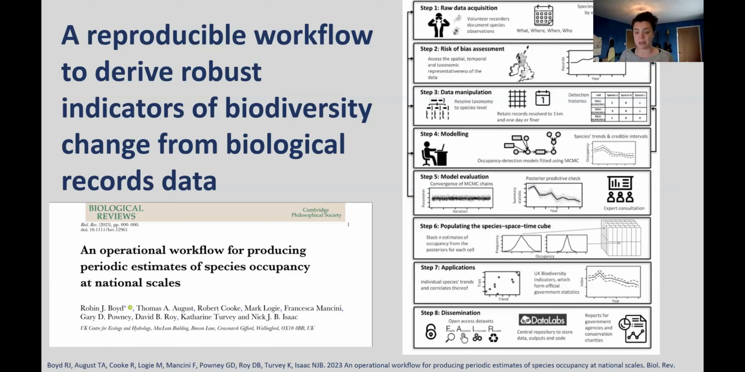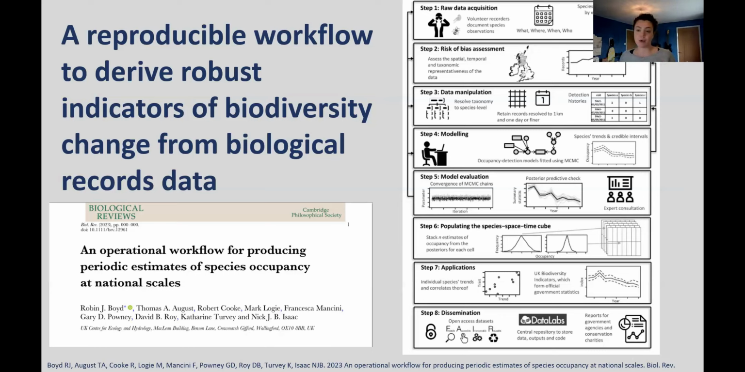And this manipulated data, this clean data, then feeds into the modeling step, where we then derive the species trends and the uncertainty associated with that trend. And then we evaluate the model by extracting some metrics from the models, but also by doing some expert consultation. We maintain a very good relationship with the national recording schemes and societies, and we try and sense check the output from our models with the experts. Then it's only a matter of aggregating all these results to produce metrics of biodiversity change for different types of applications, including biodiversity indicators, and then disseminating the results.